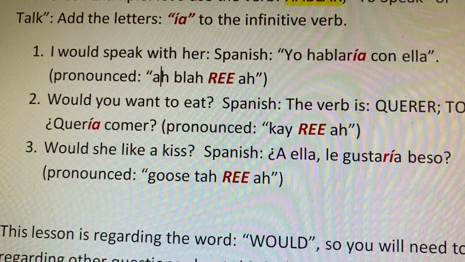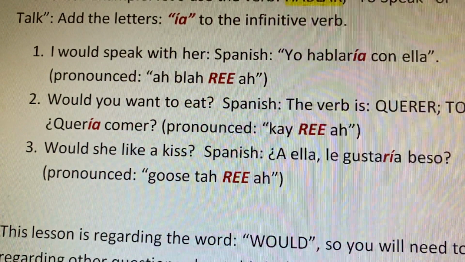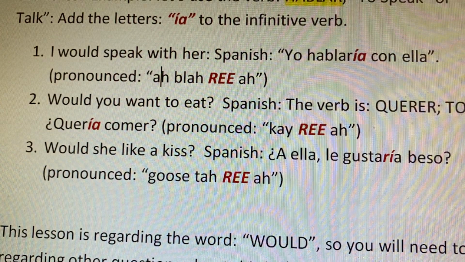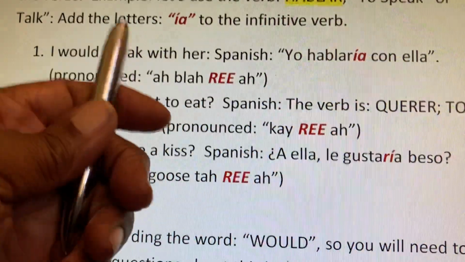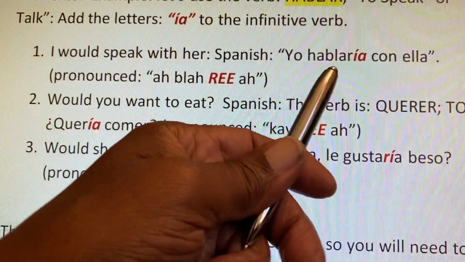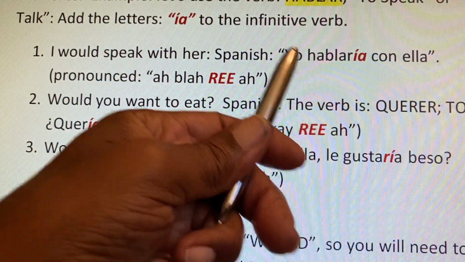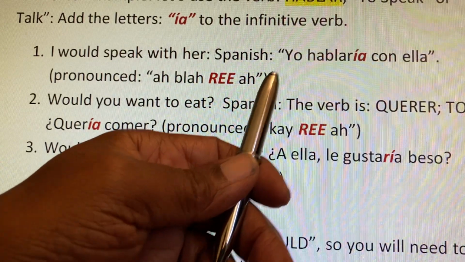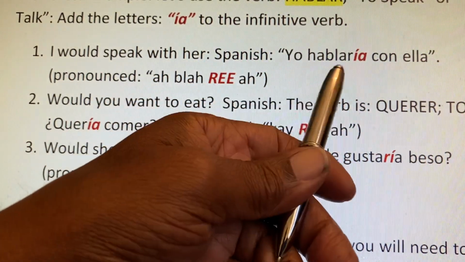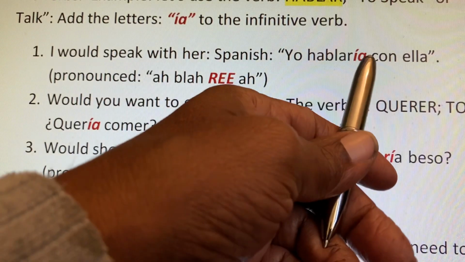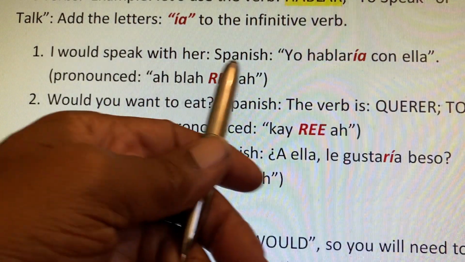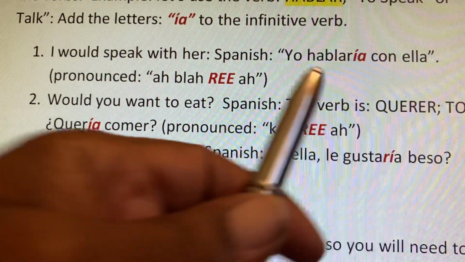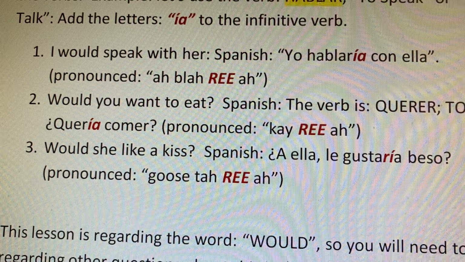Well, so anyway, you're thinking of the word would. That's what we're learning. Would. So when we're learning would, it's not going to be found in the dictionary. We're going to change our verb by adding ia. So the Spanish verb hablar becomes hablaría. So I would speak with her. Yo hablaría con ella. I would speak with her.